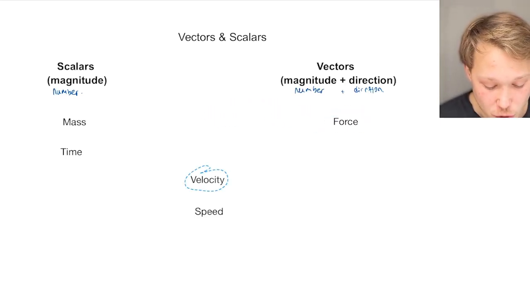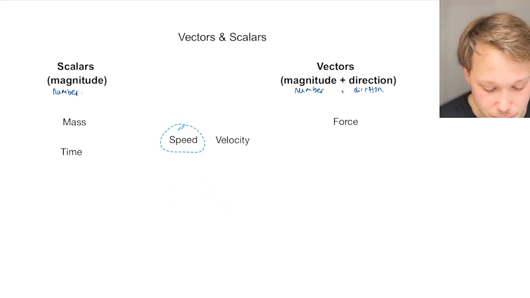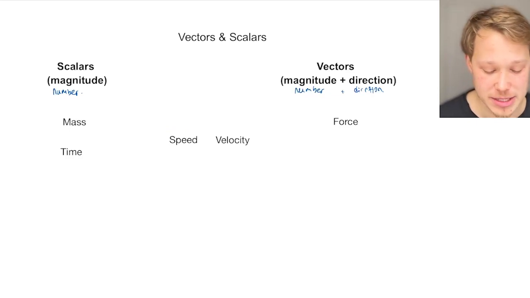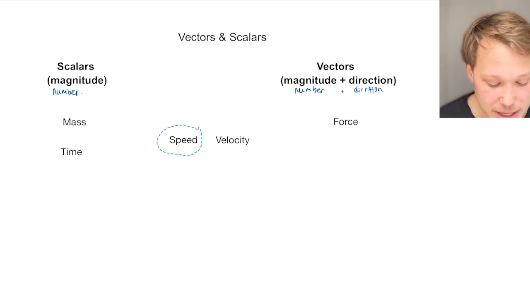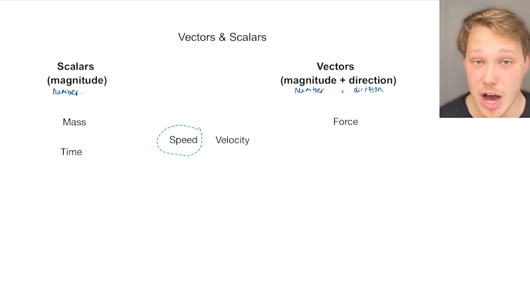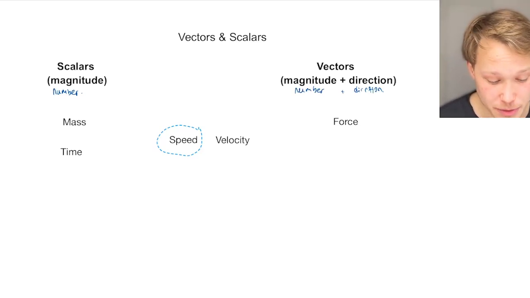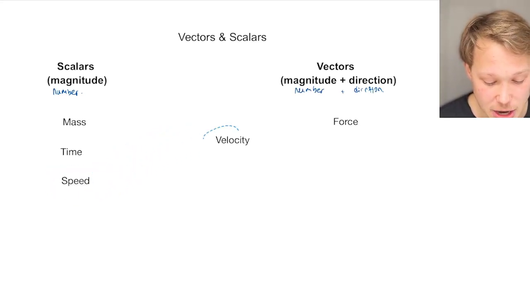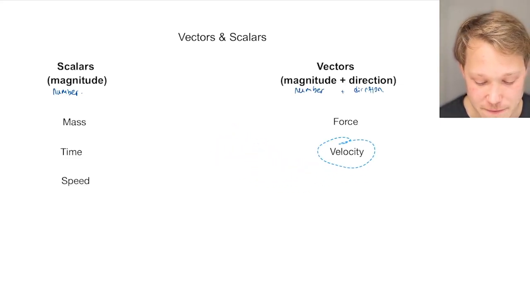Now, here we have two words that seemingly are the same, velocity and speed. One will be a vector and one will be a scalar. Can you guess which one will be which? Speed will be a scalar. Speed is essentially how fast you're moving without including the direction. In our cars, for example, we have speedometers. They tell us how fast we're moving, let's say 50 miles an hour, but they don't tell us the direction. So speed will be a scalar. Velocity, on the other hand, will always include the direction, so it's going to be a vector.